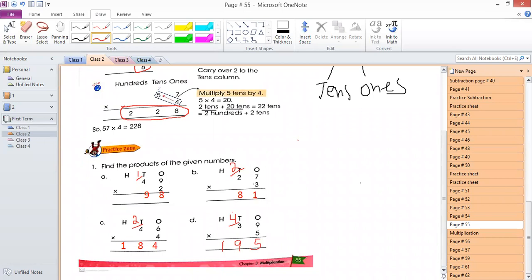For B, 27 multiplied by 3. Multiply 3 by 7 ones first. 3 by 7 equals 21. In 21, there are 2 tens and 1 one. The 1 one you write here, the 2 tens you regroup here. Then multiply this 3 by 2 tens. 3 multiplied by 2 tens equals 6 tens. To 6 tens, you will add these 2 tens. So 6 plus 2 equals 8. So you will write 8 here. In the same way, you will complete question number 1C and 1D.